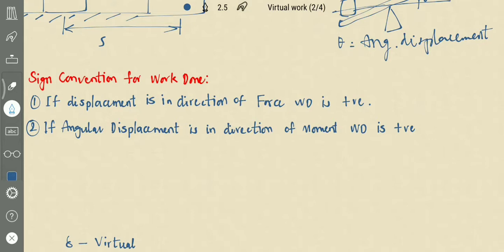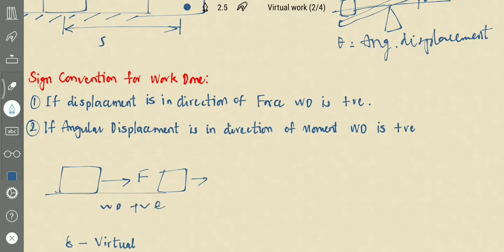The sign convention we follow for the work done is: if displacement is in the direction of force, work done is positive. So this is the body and a force is applied and this body is moving in the direction of force. So the displacement is in the direction of force, then the work done is positive.